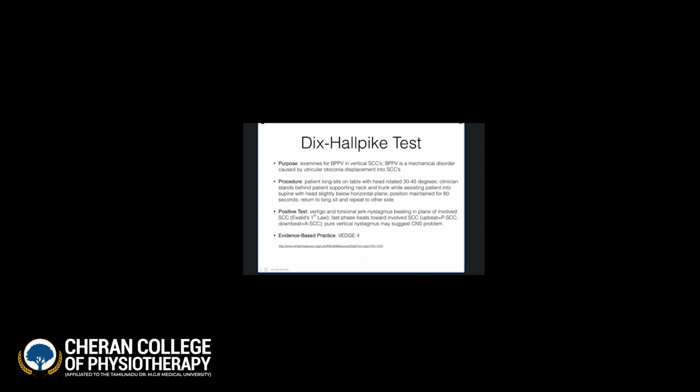Procedure: the patient is in long sitting on the table with the head rotated 30 to 45 degrees. The clinician stands behind the patient, supporting the neck and trunk while assisting the patient into supine with the head slightly below the horizontal. The position is maintained for 60 seconds, then return to sitting and repeat on the other side. So the patient is long sitting at 30 to 45 degrees, then goes back down and holds. If you feel vertigo and torsional jerk nystagmus beating in the plane of the involved ACC, the fast phase beats toward the involved ACC.